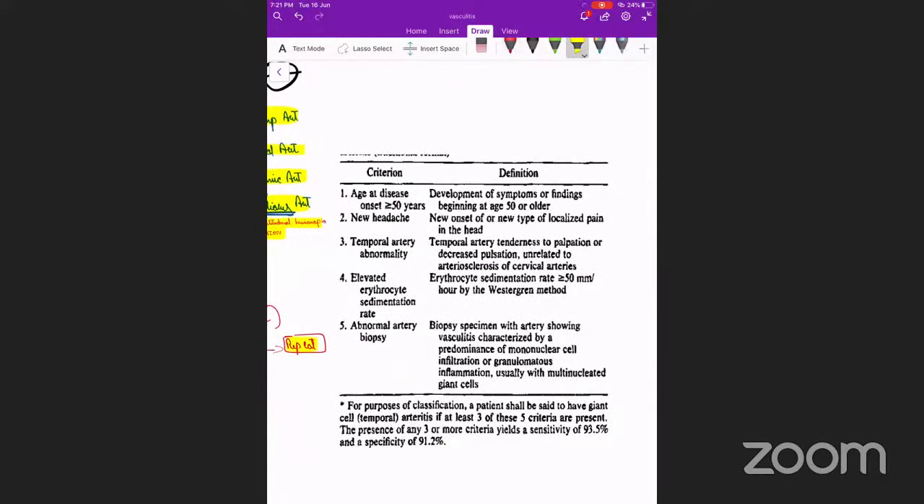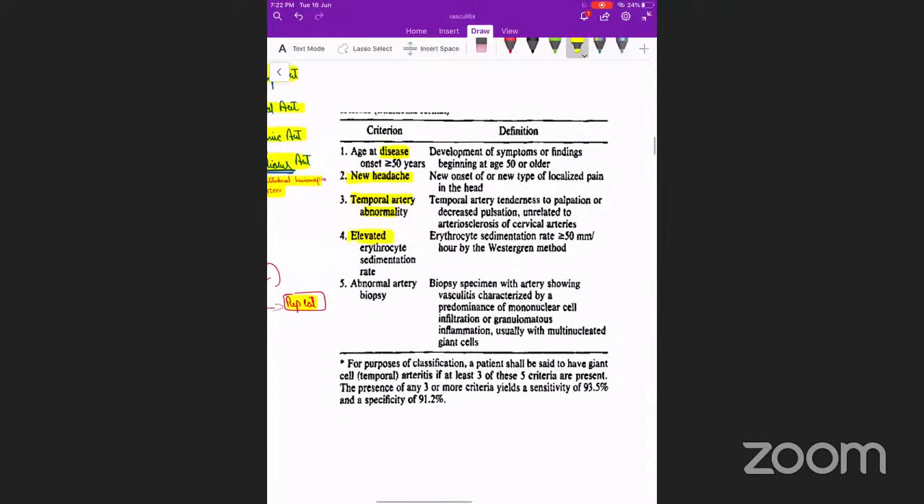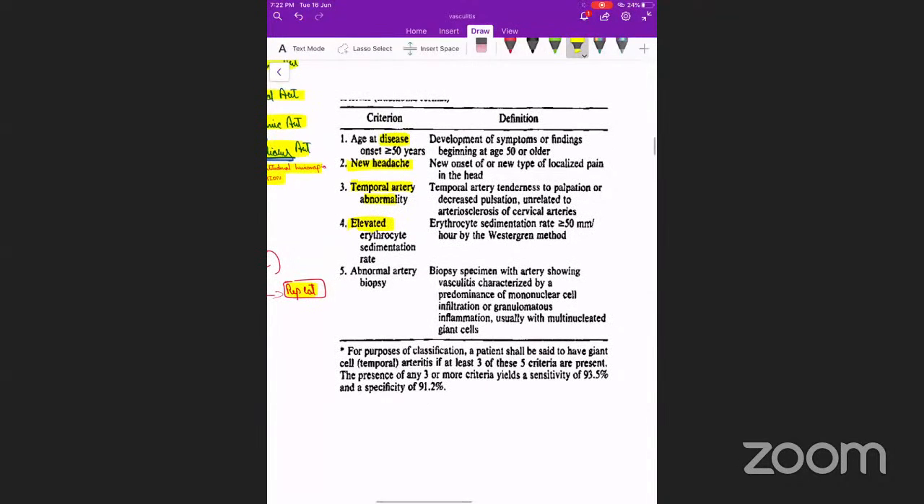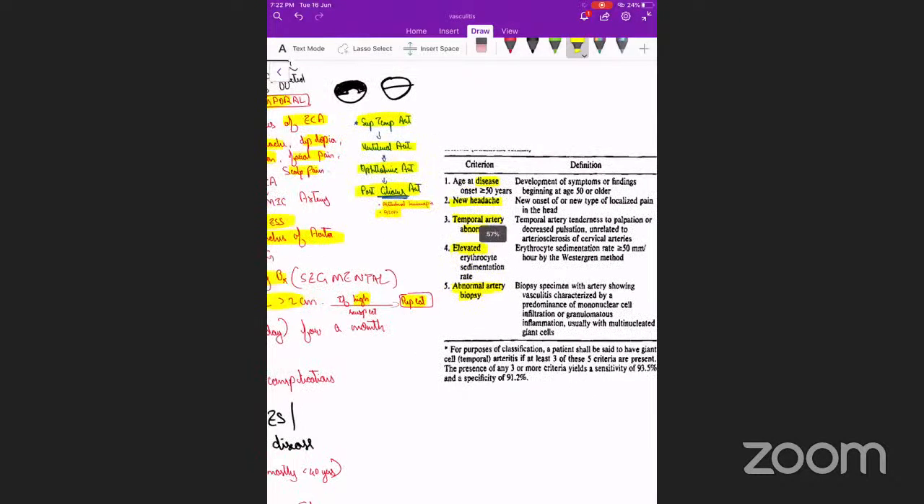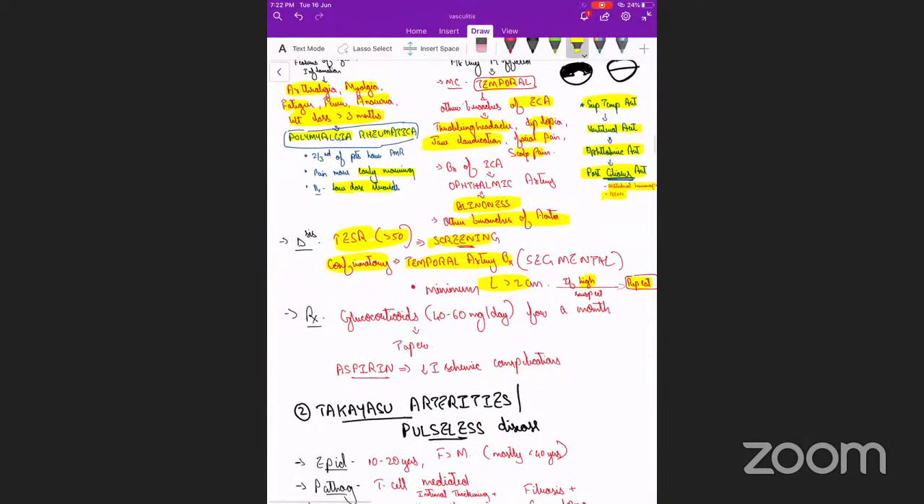And what are the American Rheumatology criteria? One, age of onset greater than 50 years, which we had already mentioned. Another is new onset headache. Temporal artery abnormality, like tenderness or thickening. Elevated ESR, as we saw, greater than 50, and abnormal biopsy. This is the criteria given by the American Rheumatology Society. Next, we'll see how we treat the patient.